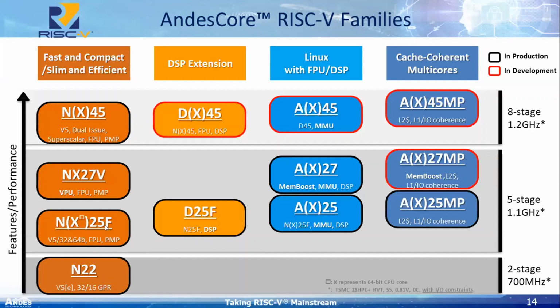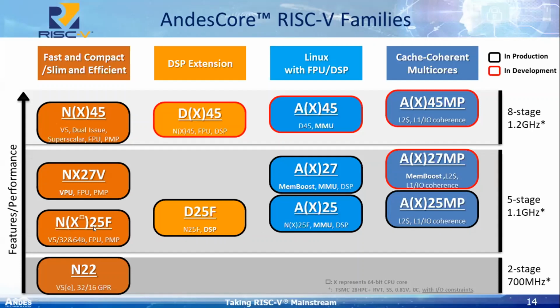Then our, I would call it workhorse, the 25 series, starting from the N25F, which has a floating point unit and of course physical memory protection, ranging over the D25, which additionally has a DSP processor, and then up to the A25, which comes with a memory management unit in case you want to run Linux, and up to the MP version. MP stands for multi-core, multi-processors. So here you also have L1 and IO cache coherence, as well as L2 cache.